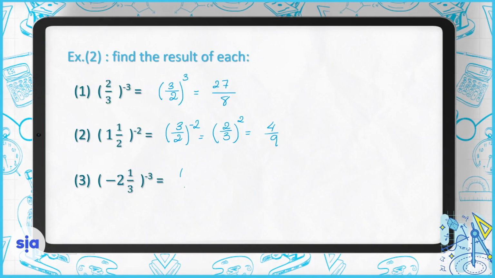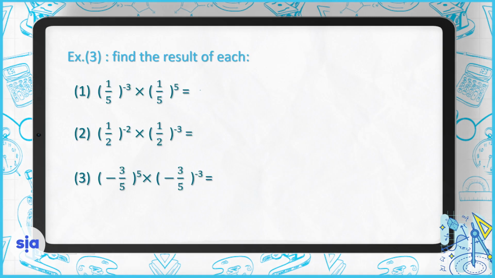Question 3, it will be negative 7 over 3 all to the power of negative 3. Then it's a negative outside because 3 is an odd power. So it's negative, flip the fraction, to the power of 3. If we evaluate this, it will be negative 27, which is 3 power 3, over 343, which is 7 to the power of 3.